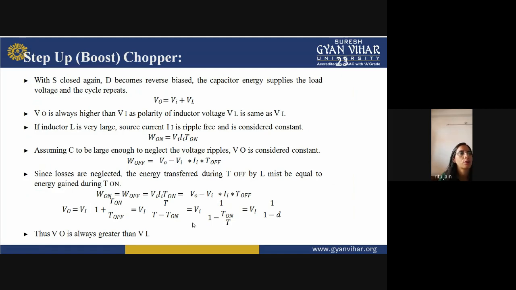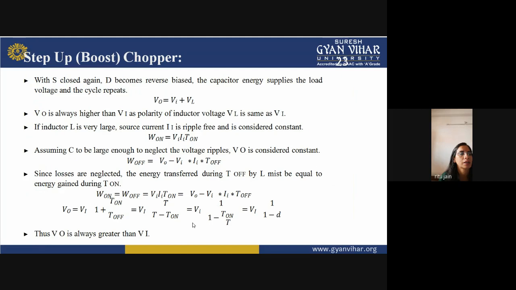So V naught is always higher than the input voltage because the polarity of VL is the same as your input voltage. If the inductor L is very large, then the source current is ripple free and considerably constant, assuming the capacitor to be large enough to neglect the voltage ripple. So the output voltage is considered constant.